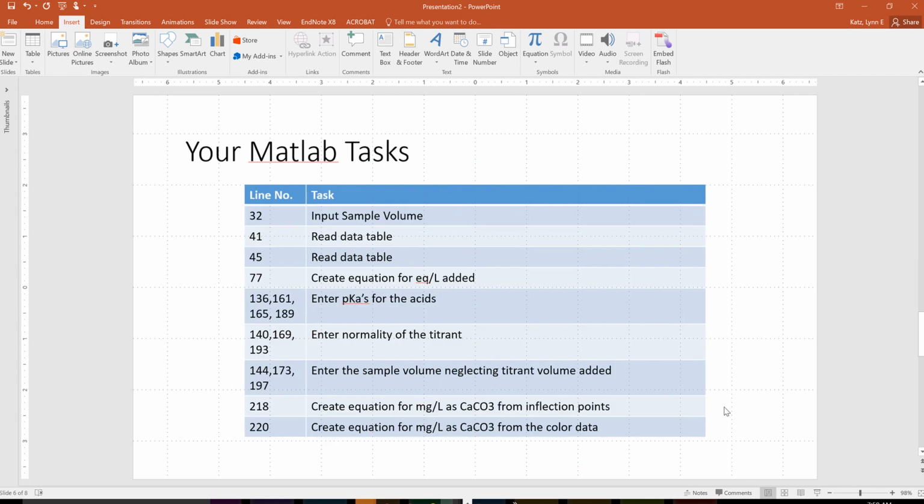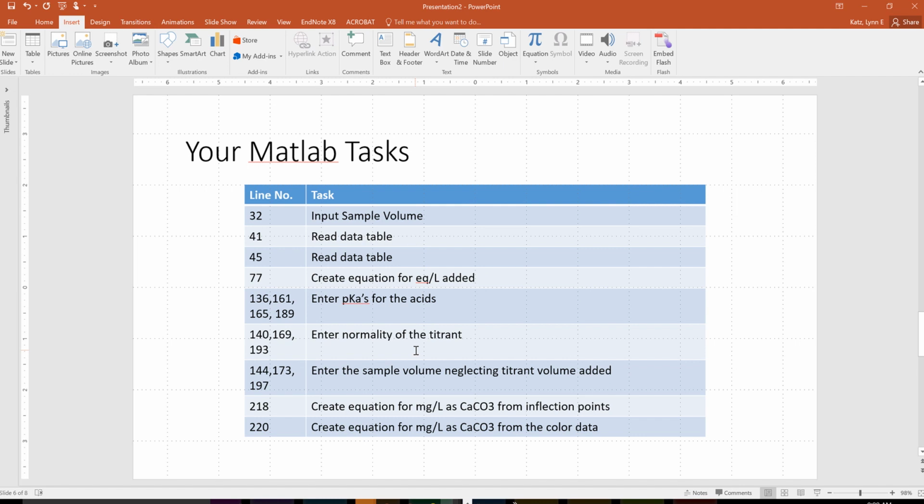And then next, what I would show is your MATLAB task. So I identified all of the line numbers where you need to do some work. Line 32, you're going to input the sample data. 41 and 45, you're reading the data. It's line 77, you're going to create an equation for calculating the equivalence per liter added. And then you're going to add the pKa's, the normality of the titrant.